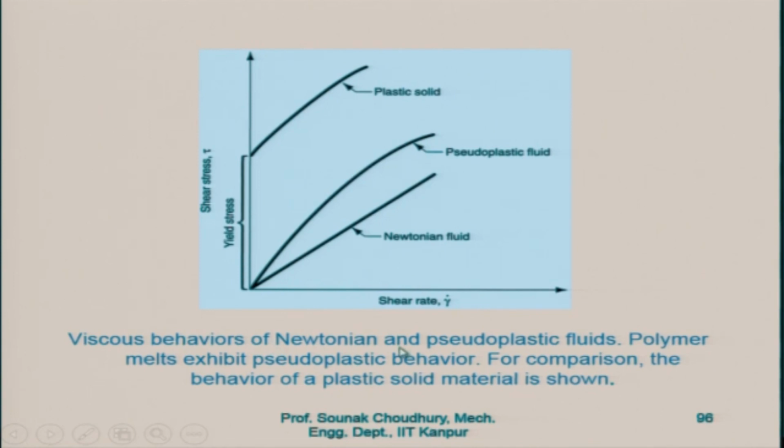Viscous behaviors of Newtonian and pseudoplastic fluids. Polymer melts exhibit pseudoplastic behavior. This is the Newtonian fluid, this is the non-Newtonian fluid, and this is the plastic solid. For comparison, the behavior of the plastic material is given. This is the pseudoplastic fluid, which is non-Newtonian, because the Newtonian fluid will behave this way, and this is the yield stress, on axes of shear stress tau and shear rate.